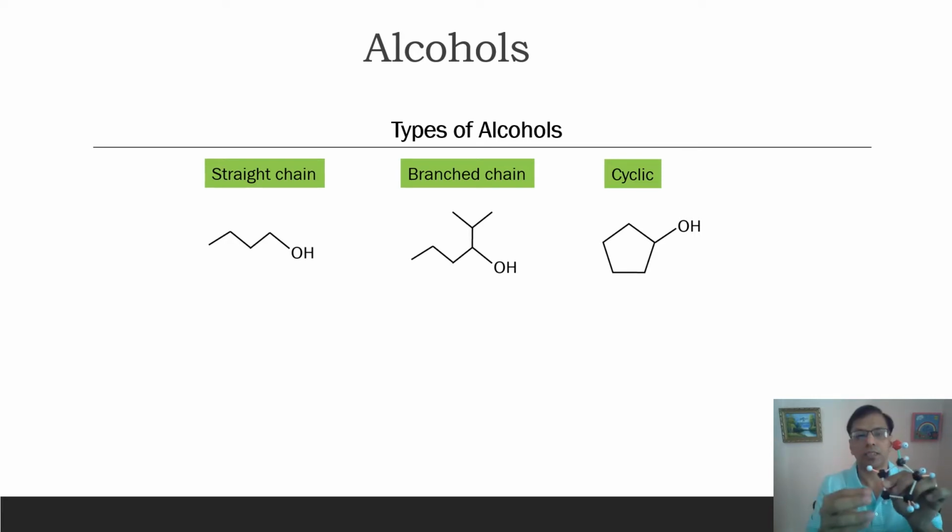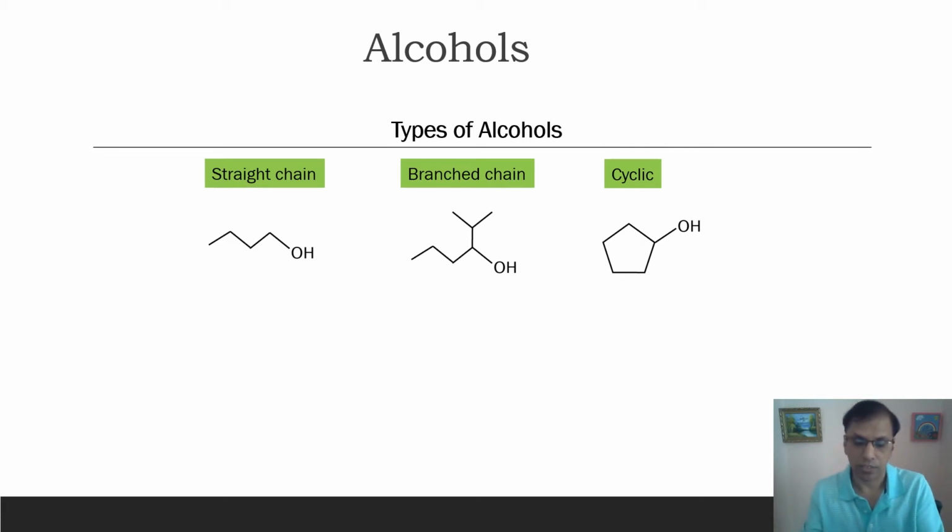This is cyclopentanol. It has 5 carbon. This is the OH group, oxygen and hydrogen, OH group. This is cyclopentanol, so it's a cyclic alcohol. You can have one hydroxy group, or you can have several hydroxy groups.